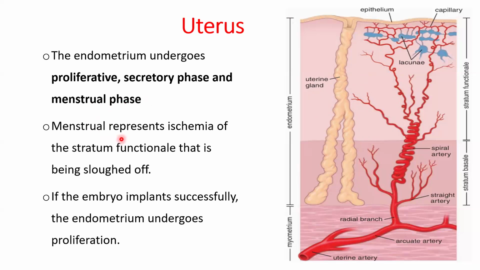In the menstrual phase, ischemia of the stratum functionalis happens, and that's the reason why you have the sloughing off of the stratum functionalis. Then if implantation happens, that means the endometrium undergoes proliferation, just to try and protect the implanting zygote.